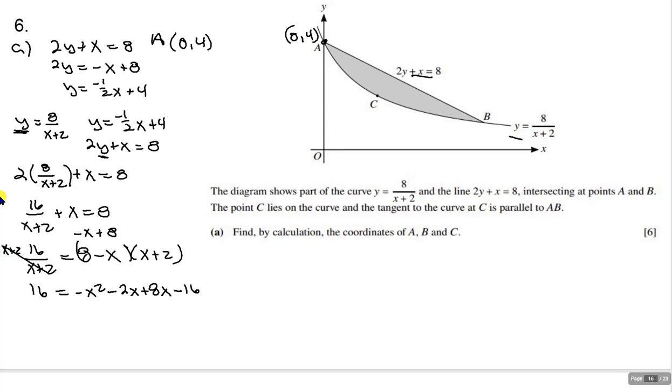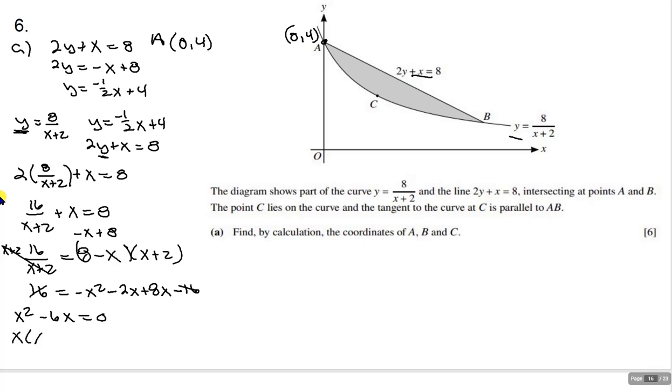And so when I clean this up, if I get everything on one side, I'm going to make this positive. So I'm going to move everything over here. So this is going to be x squared. When I add the 16, they're both going to cancel out. And when I add the 2x, well, let's put those together. So that's going to be 6x. And so when I subtract them, I get this.